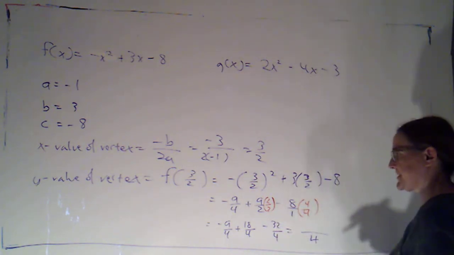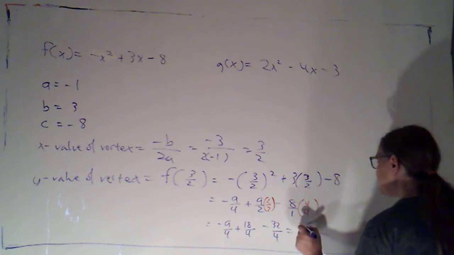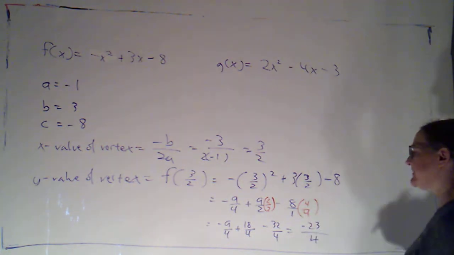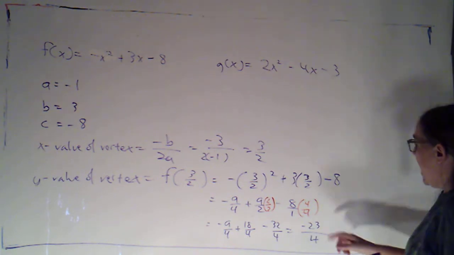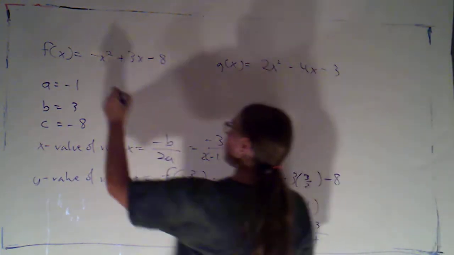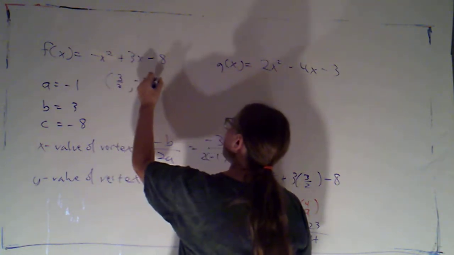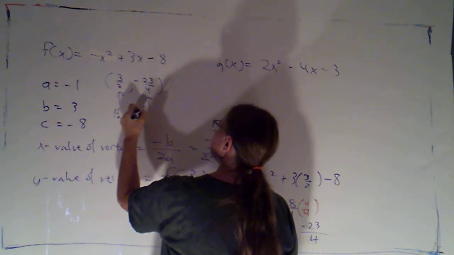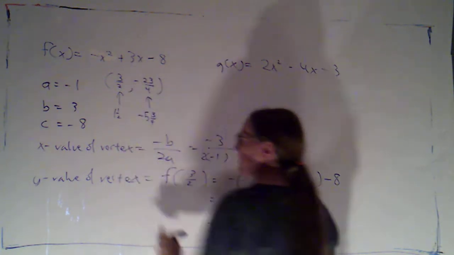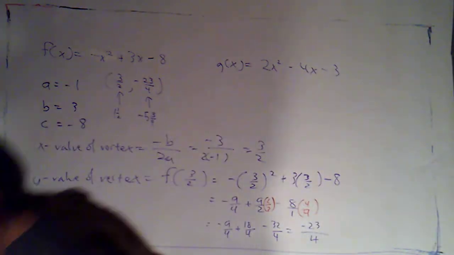That will be some fourths. -9 plus 18 is 9. Minus 32 is going to give me -23. All right, so my vertex is at 3/2, -23/4. Notice that's 1.5, and that's -5 3/4. That might make it a little bit easier when it comes to plotting that point.